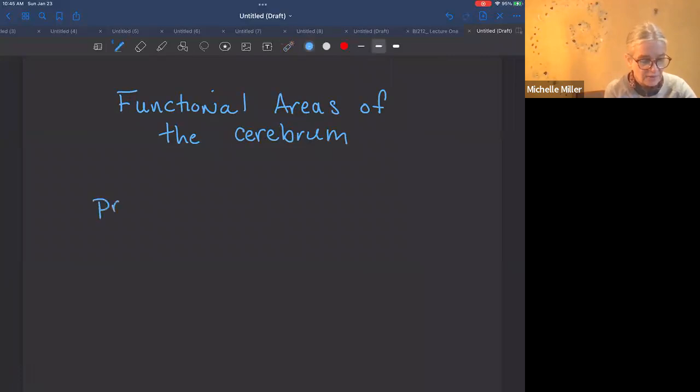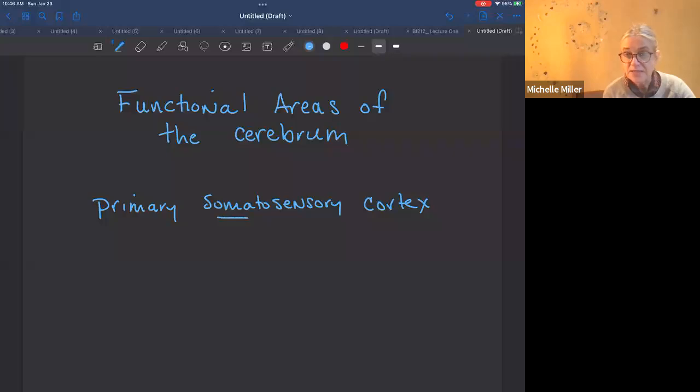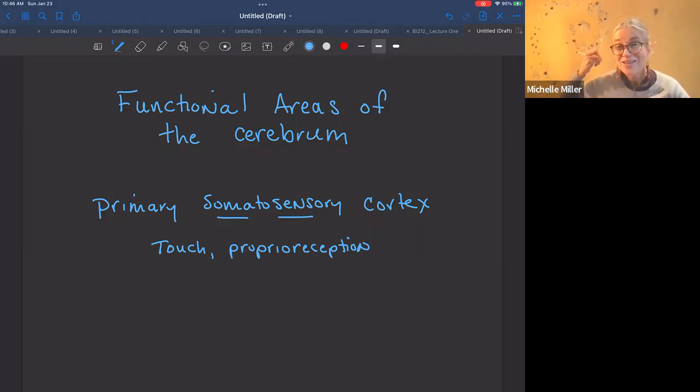So we have what is called the primary somatosensory cortex. So this is soma, means body. So this is body sensory. So this is like touch, and also proprioception, which has to do with being able to tell where your body is in space. I can tell with my eyes closed that my elbow is bent, for example, and that has to do with proprioception.